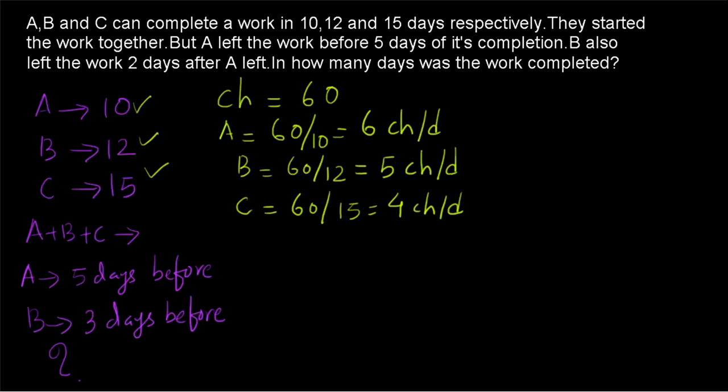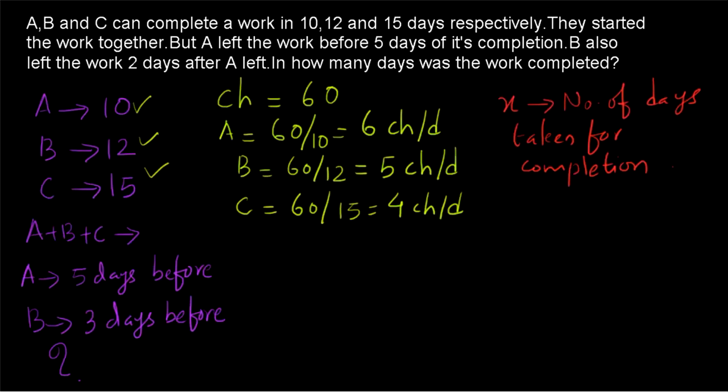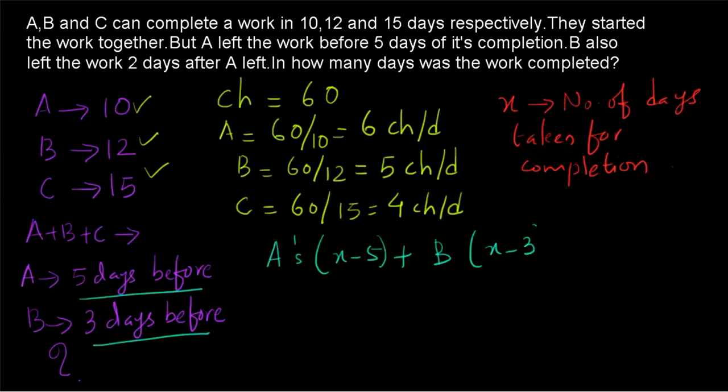So we don't know how many days are taken in total. So we are taking it as X. Let X be the number of days taken for completion. So we can say A is working for X days. A is leaving 5 days before completion. So actually A is working for X minus 5 days. And B is leaving 3 days before completion. So B is working for X minus 3 days. And C is working till the end. So C is working for X days.